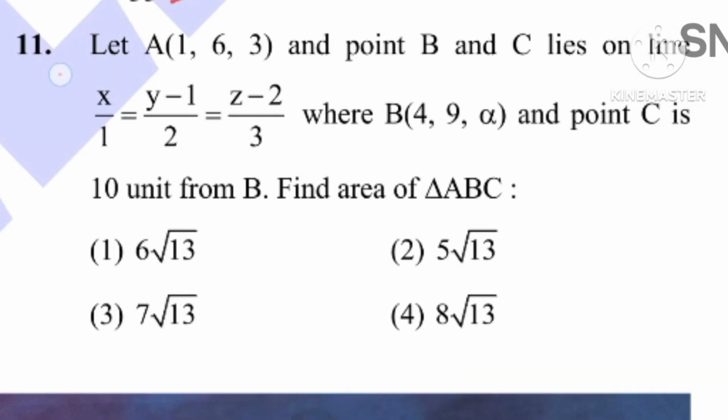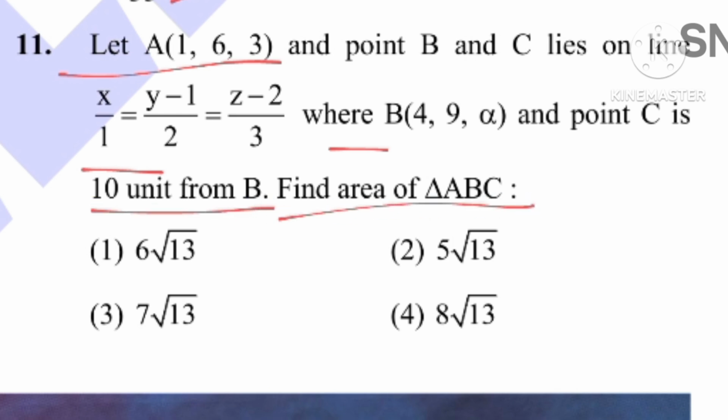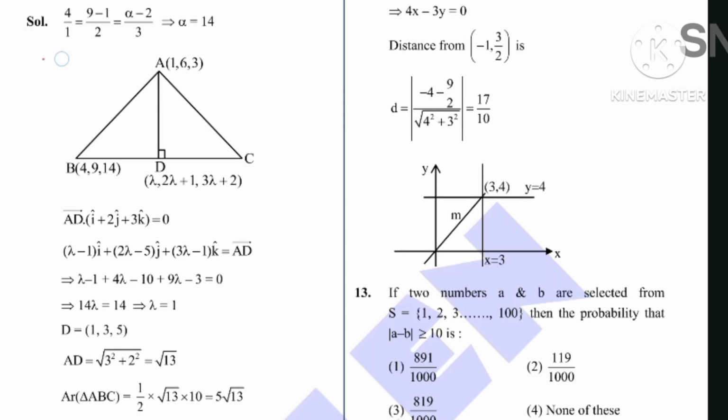11th question. Let A be (1, 6, 3), and points B and C lie on the line x by 1 is equal to (y minus 1) by 2 is equal to (z minus 2) by 3, where B is (4, 9, alpha) and point C is 10 units from B. Find the area of triangle ABC. Here the line: (4 minus 1) by 1, (9 minus 1) by 2, is equal to (alpha minus 2) by 3, then alpha is equal to 14.